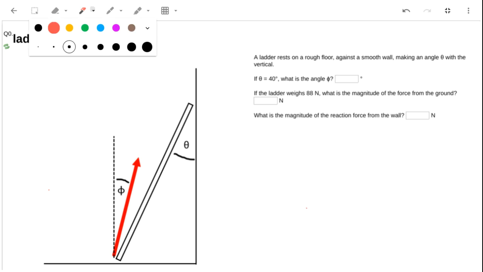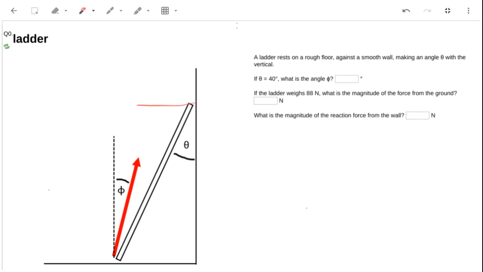A ladder rests against a wall, a smooth wall and a rough floor, making an angle theta with the vertical. Right, well, let's start off with looking at this reaction force that's drawn in red here. The reason that it points up at an angle is because the reaction force from the wall is perpendicular to the wall because it's a smooth wall.